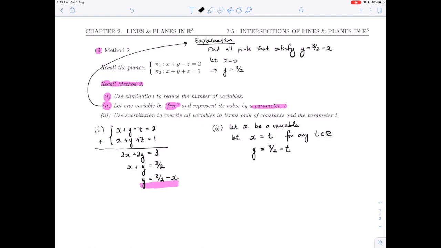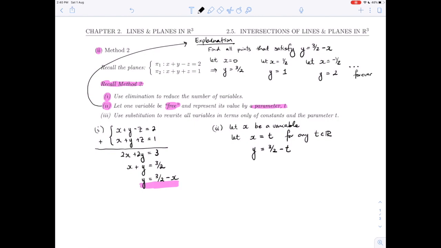Now, obviously, that's not the only possibility. We could let x be 1/2. And if x is fixed at 1/2, y is also determined. y is 3/2 minus 1/2, which is 1. And, right, there's more. We could keep on going here. Let x equal minus 1/2, which means that y is 2. And we could keep on doing this forever, right?